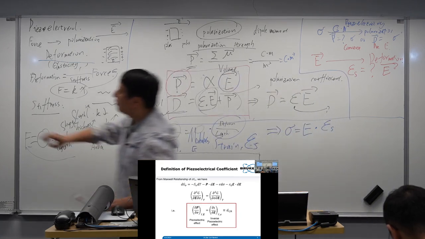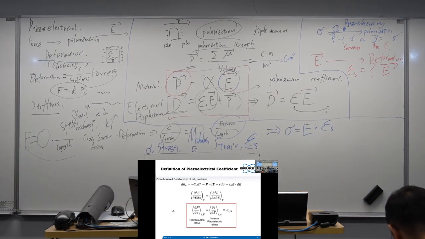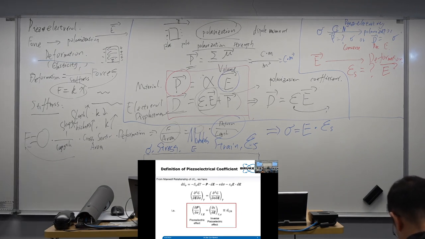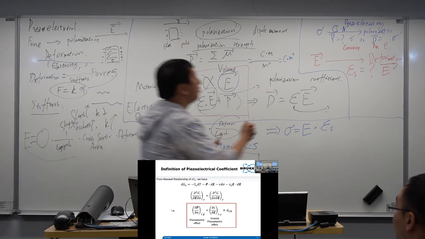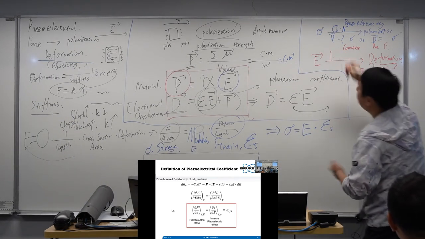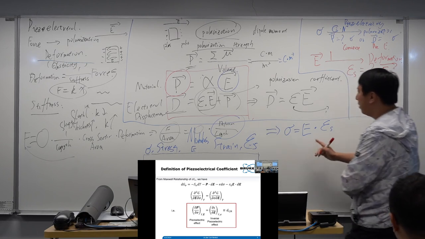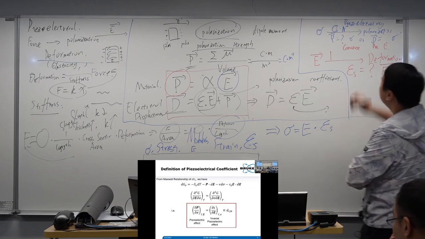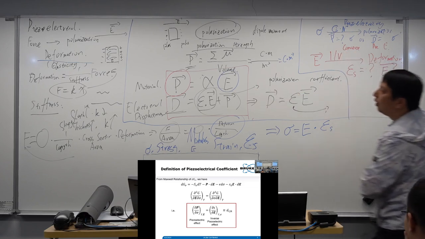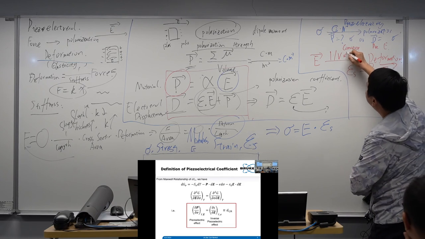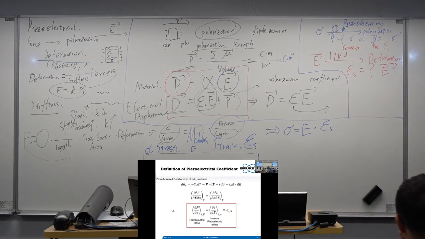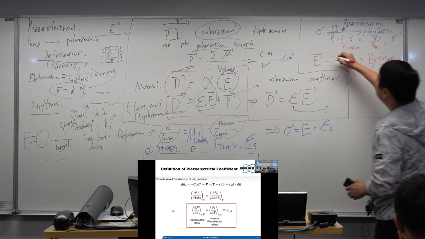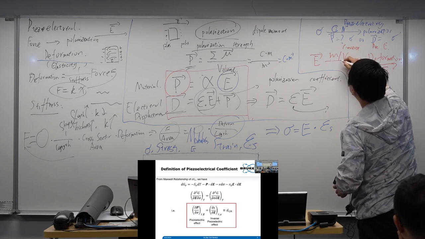And for the converse piezoelectric effect, it will be strain over electric field. The unit of strain is 1, right? It has no unit because meter over meter is 1. And the electric field is voltage per meter. So the unit of the converse piezoelectricity will be meter per volt.